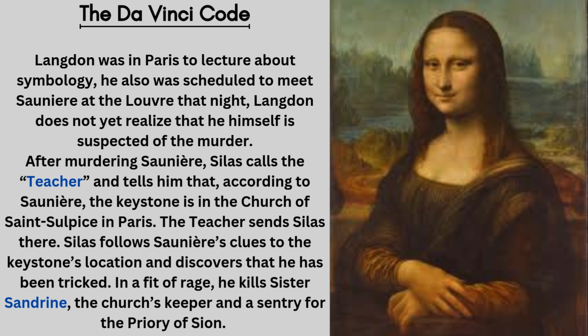After murdering Saunière, Silas calls the teacher and tells him that, according to Saunière, the keystone is in the Church of Saint-Sulpice in Paris. The teacher sends Silas there. Silas follows Saunière's clues to the keystone's location and discovers that he has been tricked. In a fit of rage, he kills Sister Sandrine, the church's keeper and a sentry for the Priory of Sion.